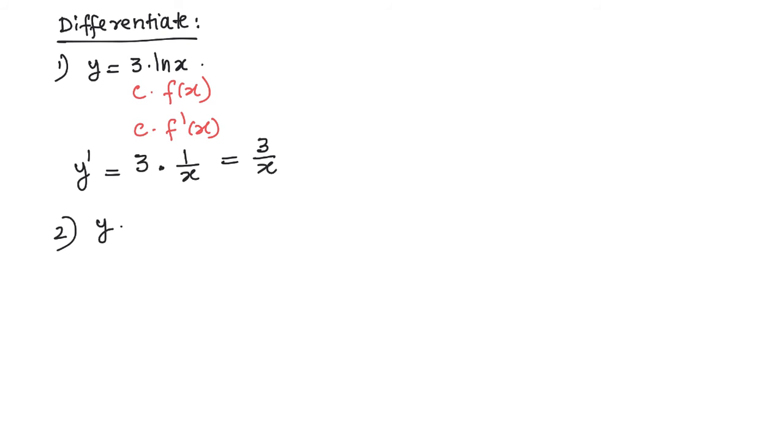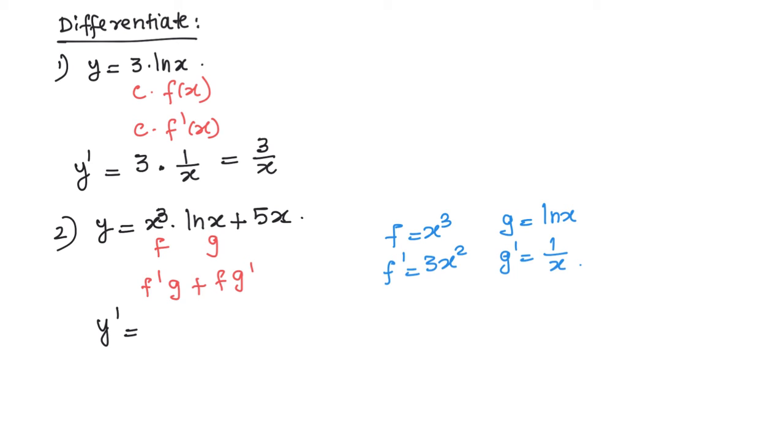Second question, y is x cube ln of x plus 5x. So for the first one, we need to apply the product rule. This is f and g. So f prime g plus f g prime. So y prime will be 3x square times g plus x cube times 1 over x.